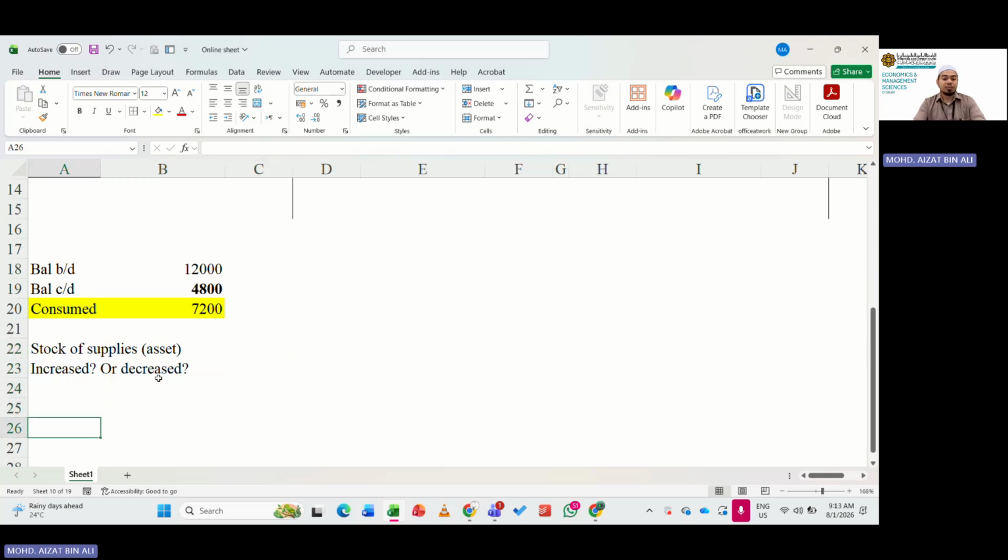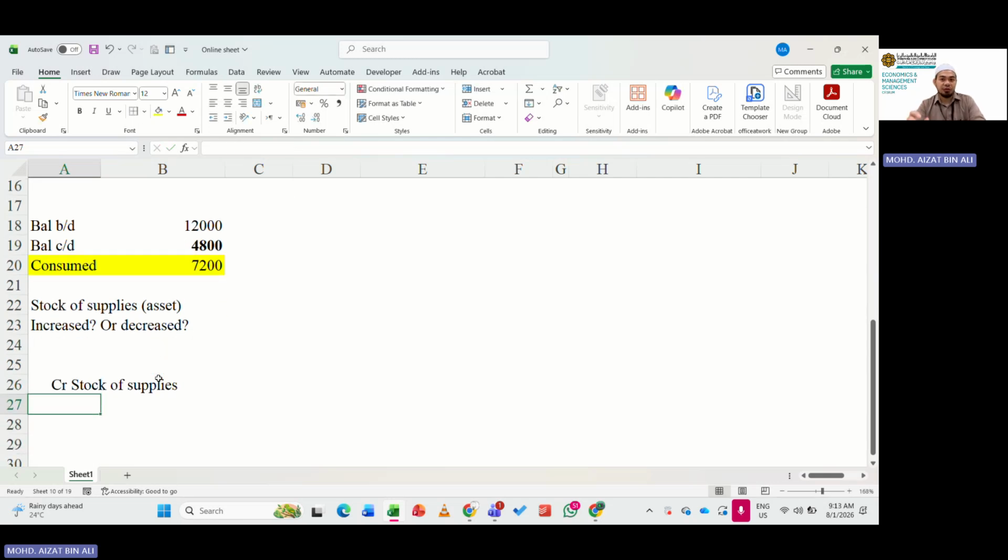Okay, so in this case, we know that the stock of supplies will be credited. Now, what is the next thing that we have to figure out? The amount, right? In this case, we only credit the consumed amount, not the balance CD, but the consumed amount. So in this case, 7,200 ringgit. Okay, so we have the credit here.